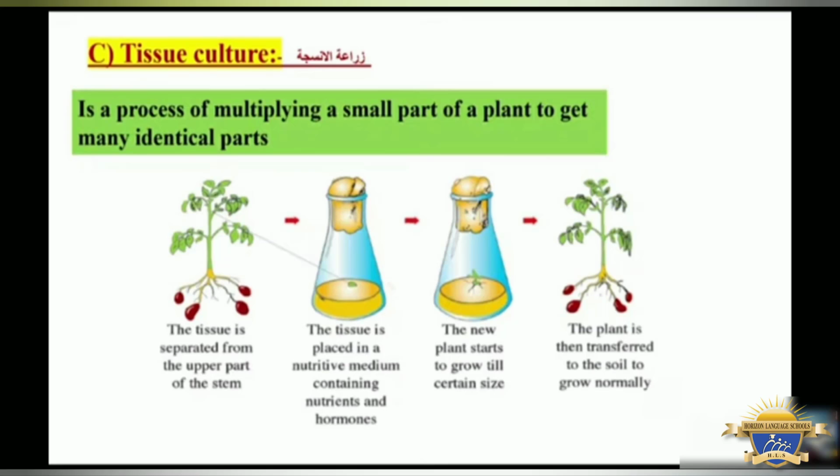Give reason. Tissue culture is considered one of the important modern ways to increase crops because it is a process of multiplying a small part of a plant to get many identical parts. This is the tissue culture. Now we will see a video that differentiates between sexual reproduction in plants and asexual reproduction in plants.